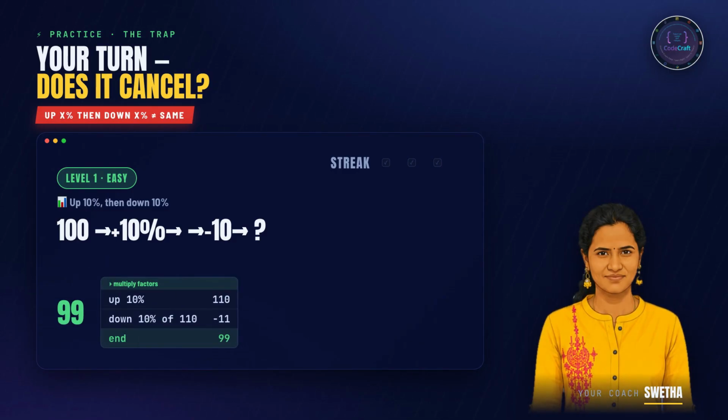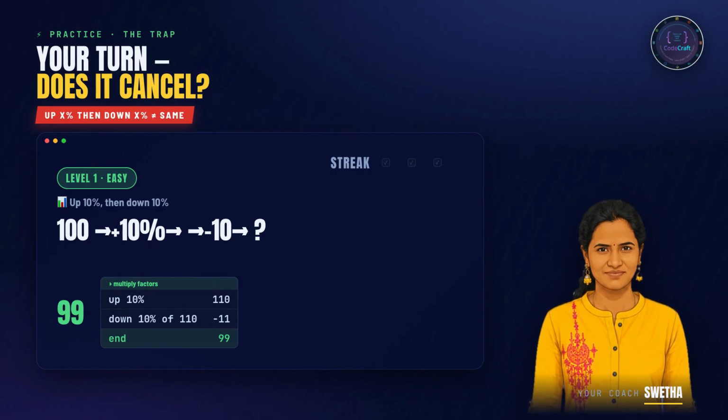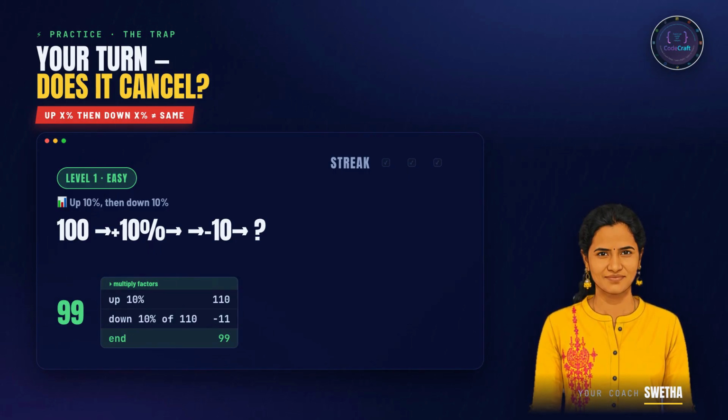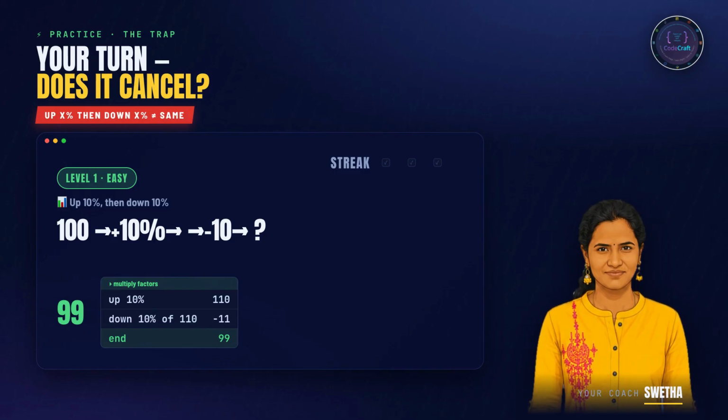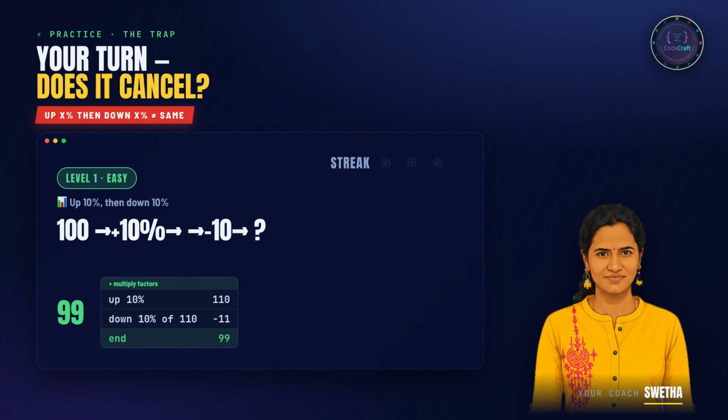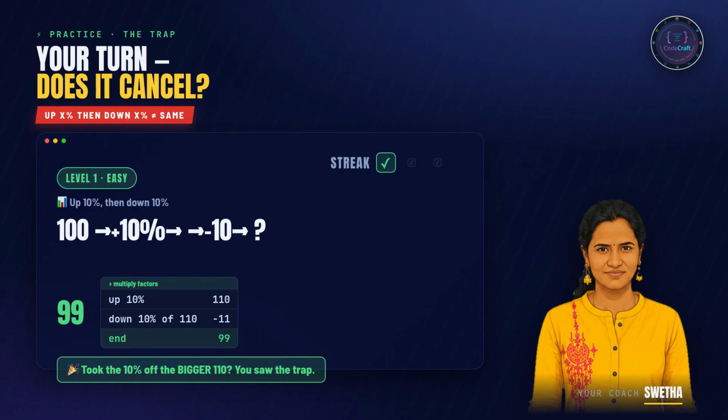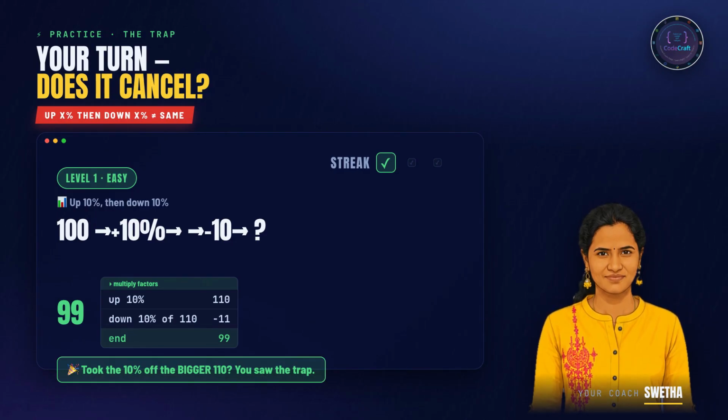Up 10%. 100 becomes 110. Now, down 10%, but of 110, which is 11, not 10. So you land at 99. It doesn't cancel. If you took the second 10% off the bigger number, you spotted the trap perfectly.